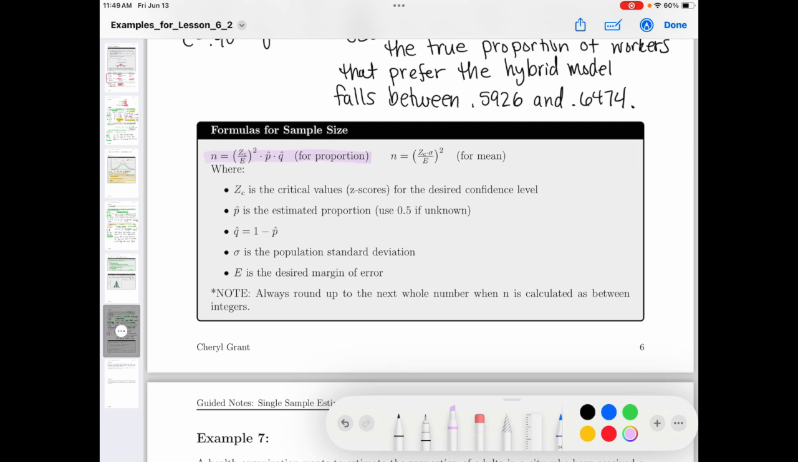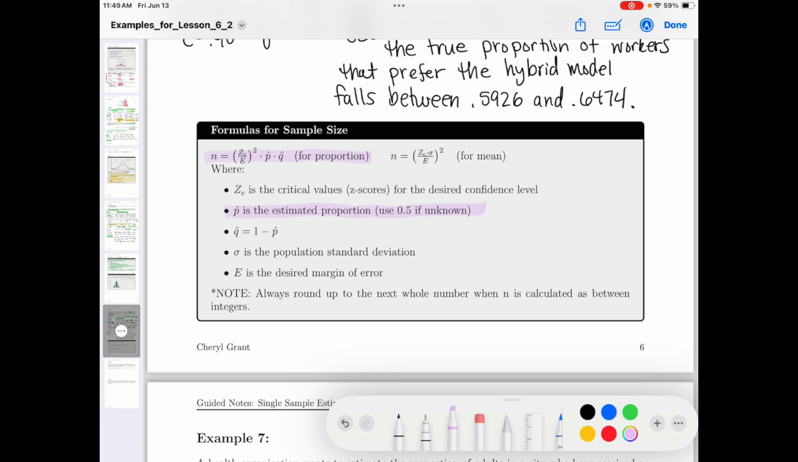And then I stated down here as a reminder, if you don't know what the value of P is, which is our preliminary value, then you want to use 0.5 if you don't know it, which means Q would also be 0.5 because Q and P are complements and have to add to 1.